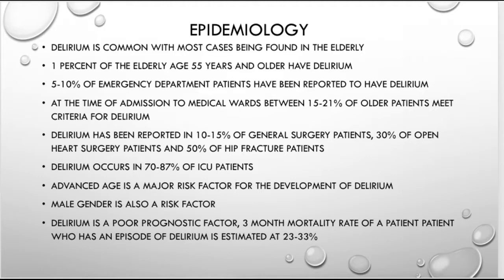So the epidemiology. Delirium is common. In most cases, it's found in elderly patients, and in particular, elderly patients who are in the hospital. 1% of the elderly population, age 55 and older, end up having delirium. 5 to 10% of emergency department patients have reported delirium. At the time of admission to the medical wards, between 15 and 21% of older patients meet criteria for delirium. So you see how it rises depending on the level of care required: at home versus in the emergency department versus admission to the inpatient facility.